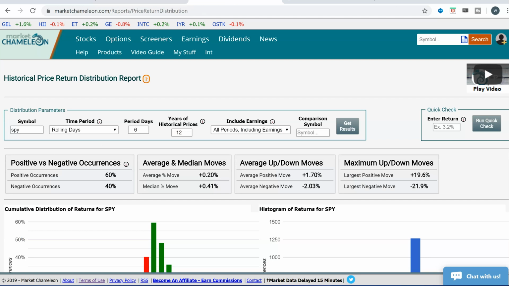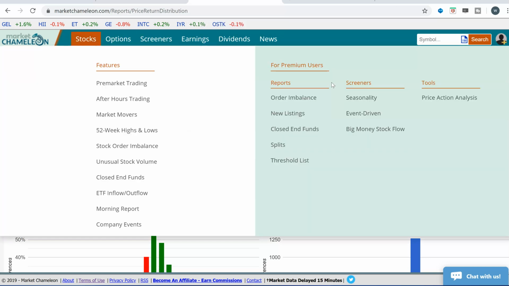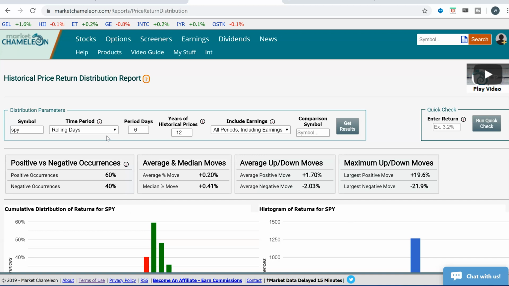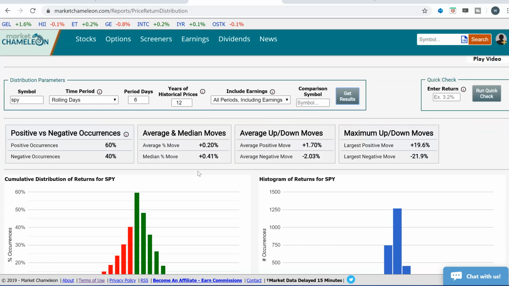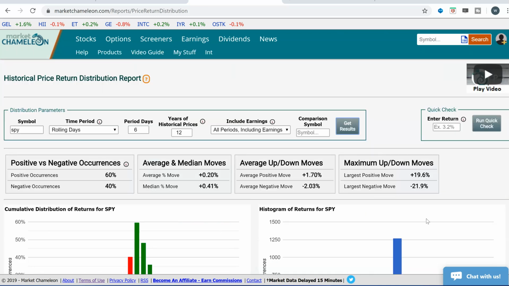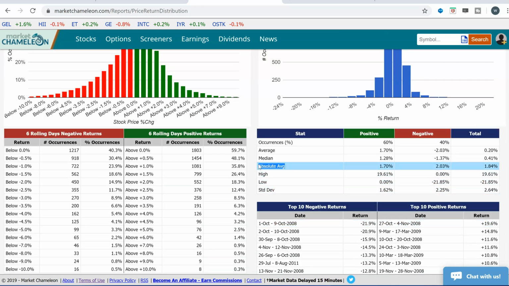I went to our price action analysis here, and over here I put SPY. As you could see, first I set it up for 6 years. What does it typically move in a 12 trading day period? I ran this analysis, and I'm going to skip all this analysis and go just to the absolute average move. In 12 days, on average, the absolute average move is 1.84%. So it's kind of close, right there to where the straddle is priced currently.